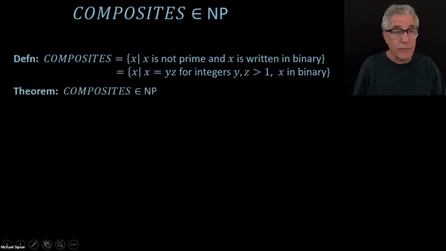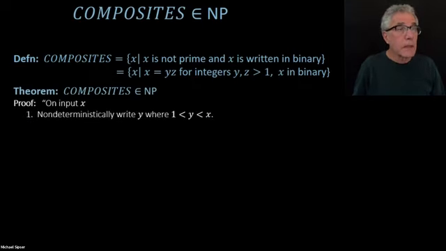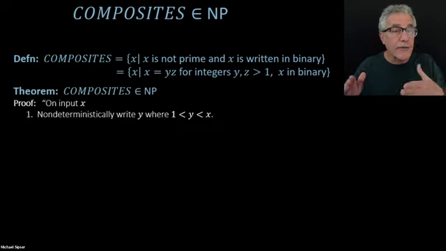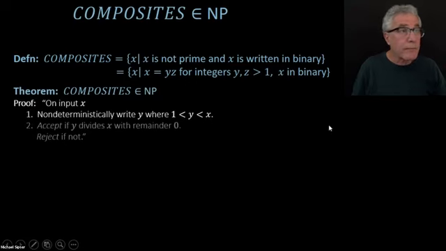Here is again the algorithm for that. Given X, we want to accept X if it's not a prime number. So it has some non-trivial factor. So first, the way the non-deterministic machine is going to work is it's going to guess that factor. So non-deterministically, it's going to try every possible factor, where Y is going to be a number between 1 and X, but not including 1 and the number itself, so something strictly in between.